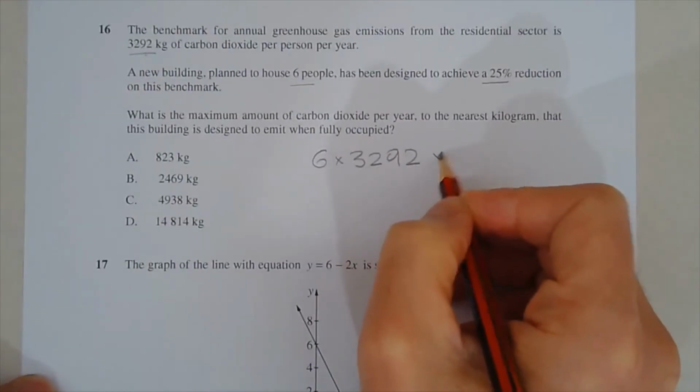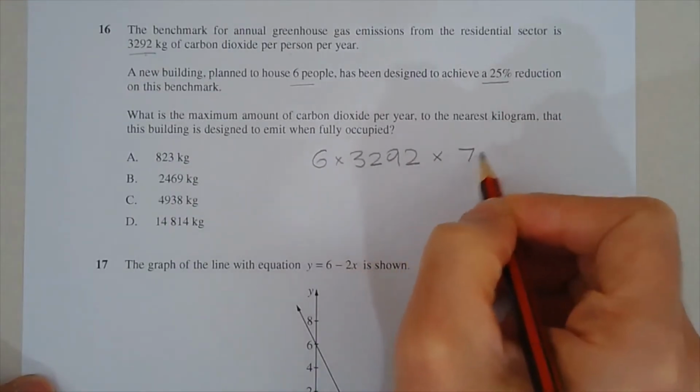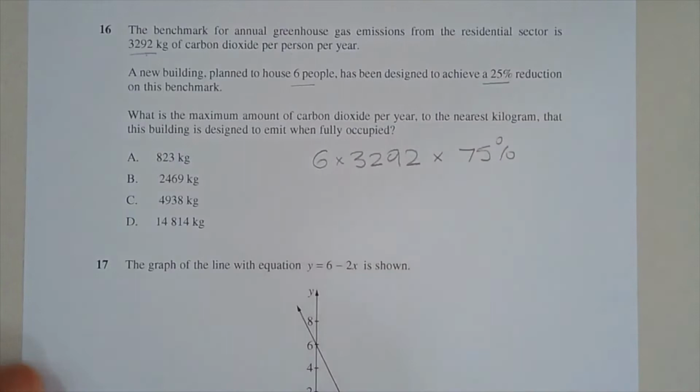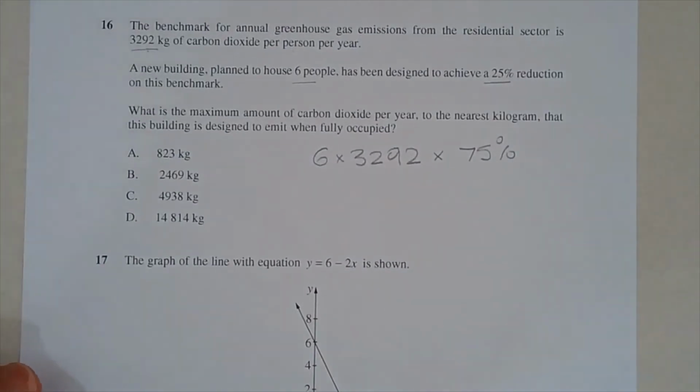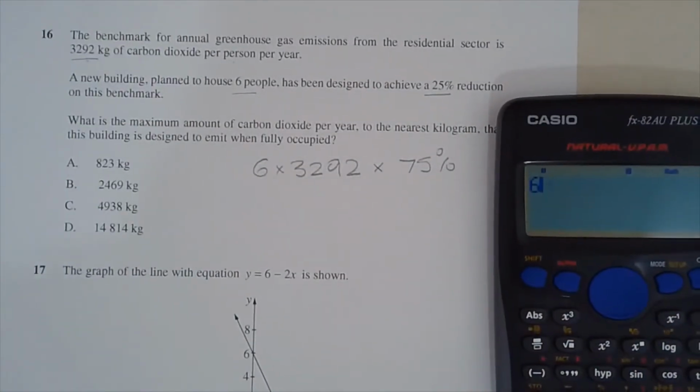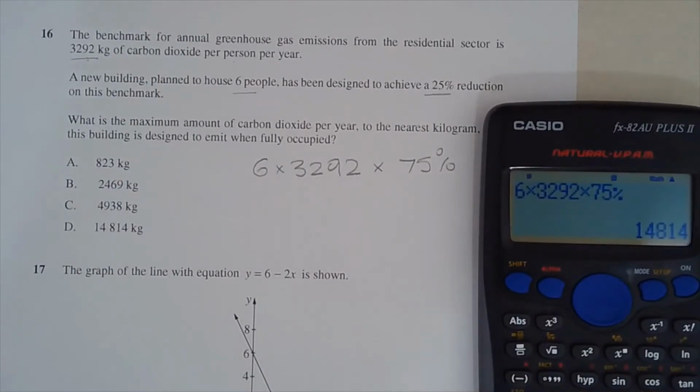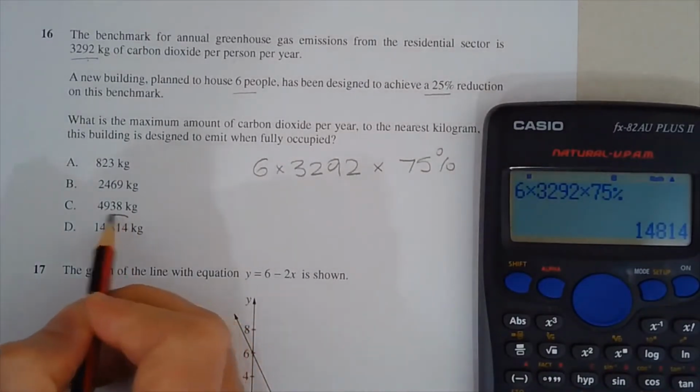Reducing that by 25%, we could multiply by 75%, a bit of a shortcut, because when you take off 25%, you have 75% remaining. Let's multiply all that together: 6 times 3,292 multiplied by 75%, and we get 14,814. So it's going to be option D.